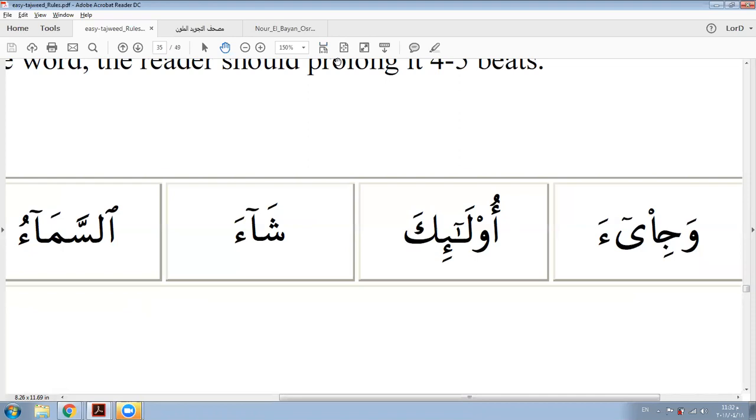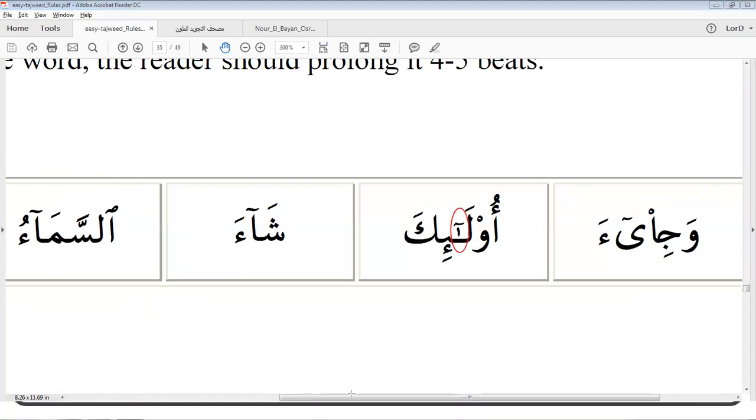Here in this word, here is the mad letter we are talking about, alif. And this mad is followed by hamza in the same word. The alif mad and the hamza are in the same word. That's why we call it joined mad. It's joined because the mad and hamza are in the same word, right? So this one, ulaika. Okay, how many beats did I prolong? I prolong it for 4 or 5. This one, the joined one, you prolong it 4 or 5.